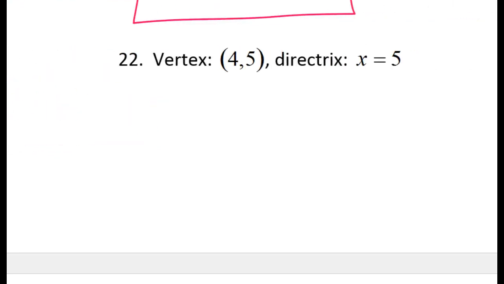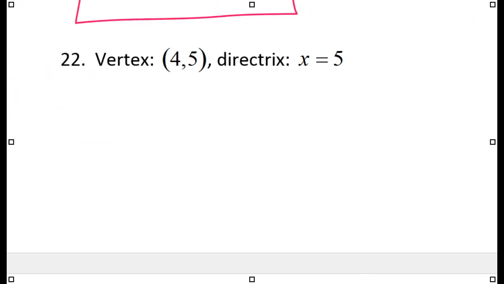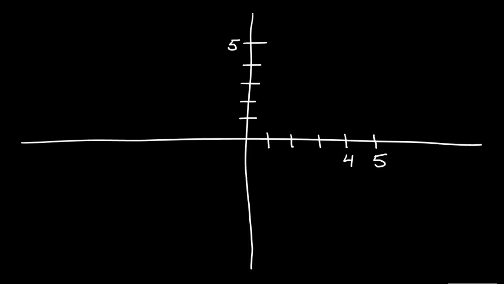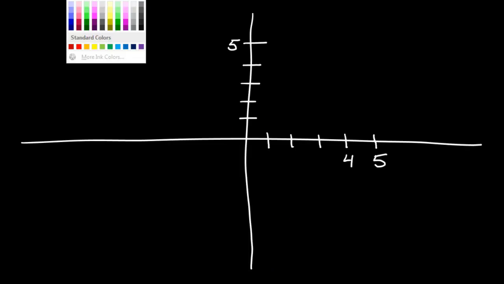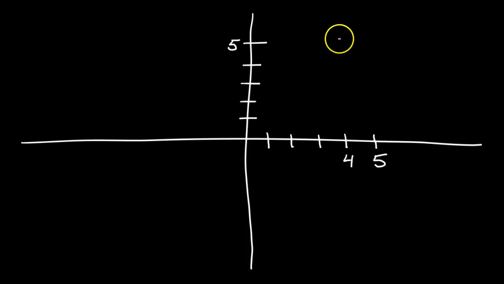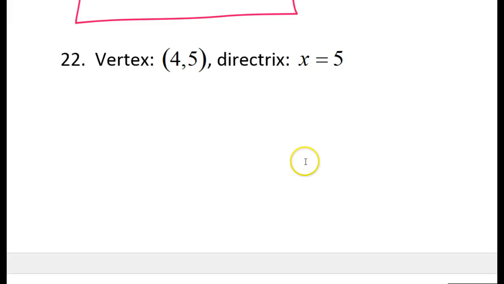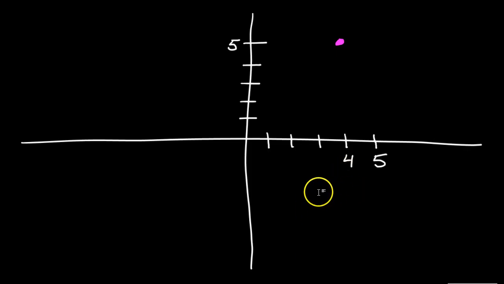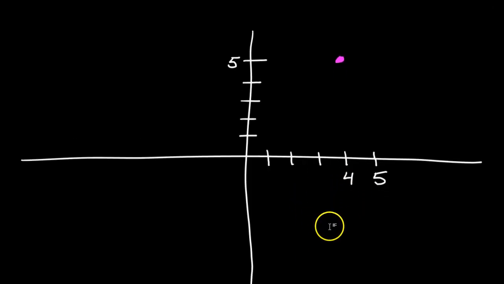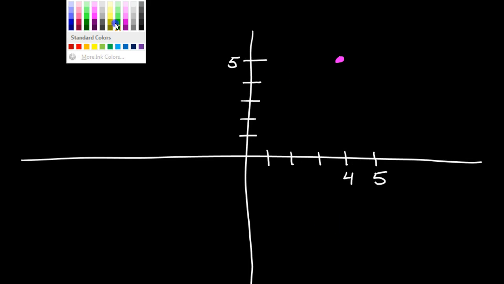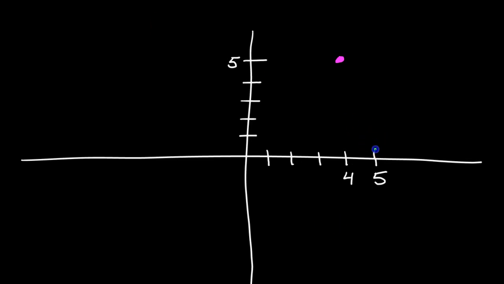Let's do one more and then we'll call it a day. So the vertex is at (4, 5), so here is my vertex right here. Now the directrix is at x = 5. x equals a number is a vertical line. So we are talking about a vertical line at 5. So my directrix will be a vertical line at 5, so that'll be like this.